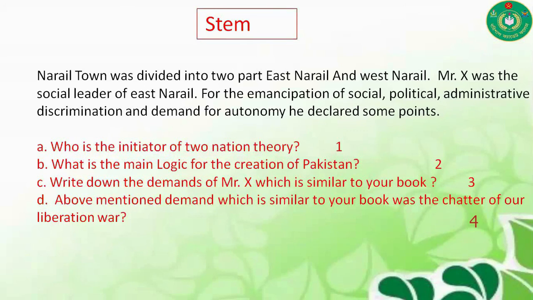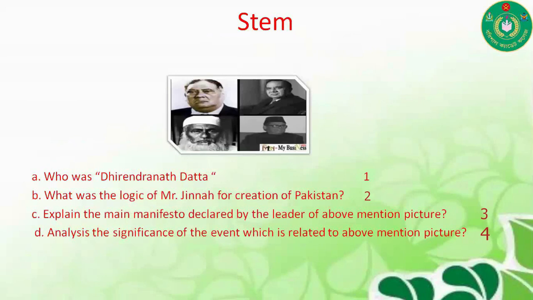And last but not the least, D is a higher order question, and D has four parts, that is knowledge, understanding, application, and higher order. Cadets, here is another stem. You can see a picture on the screen, and also here are four questions A, B, C, D. That means knowledge type question, understanding question, application question, and higher order question.